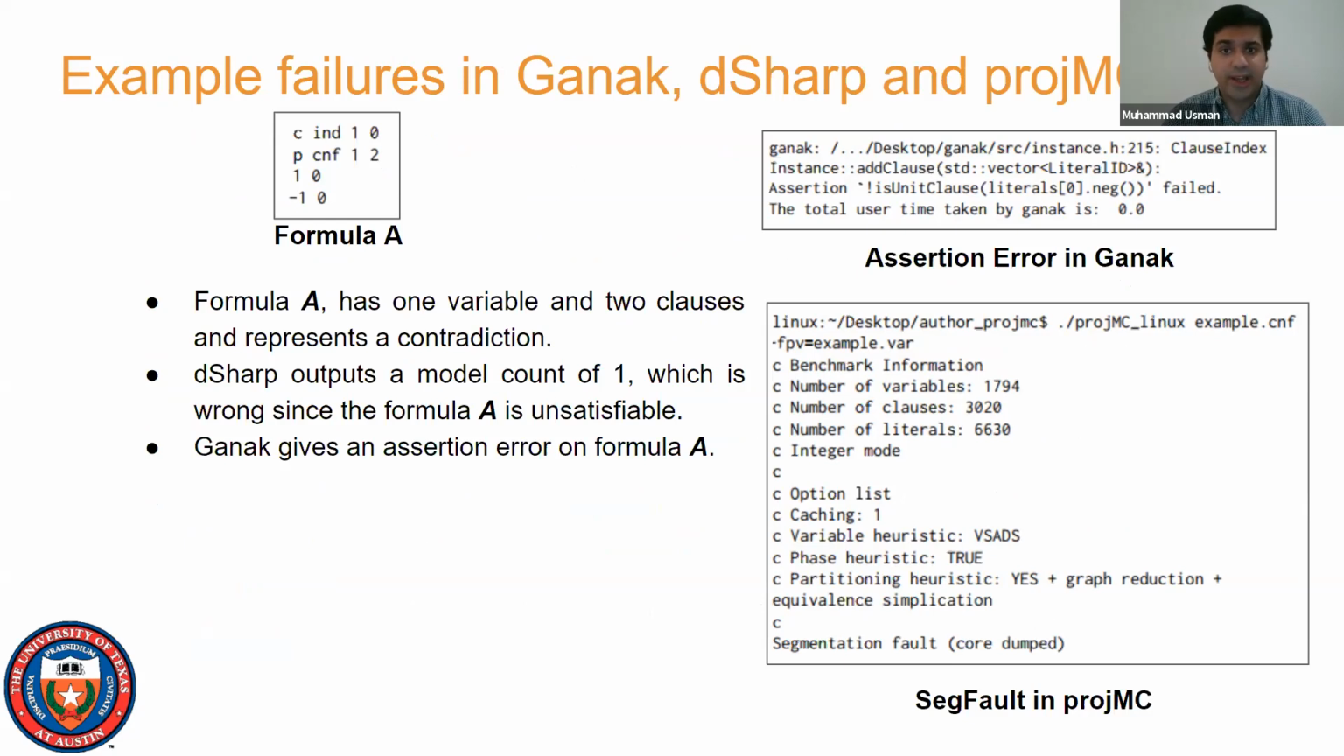For Ganak, it gave an assertion error on this formula. And there was another long formula, which due to space limitations I cannot show here. They are available at our GitHub repo. On that, projM gave a segmentation fault. So we see that these three model counters do have some kind of bugs in them.